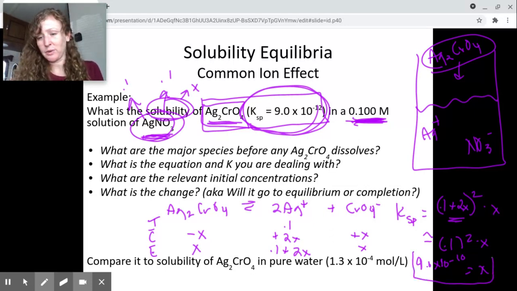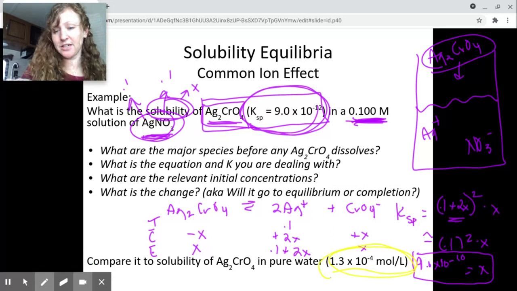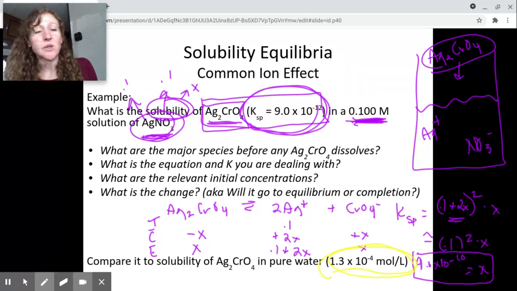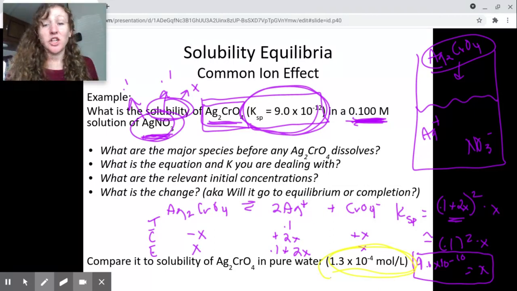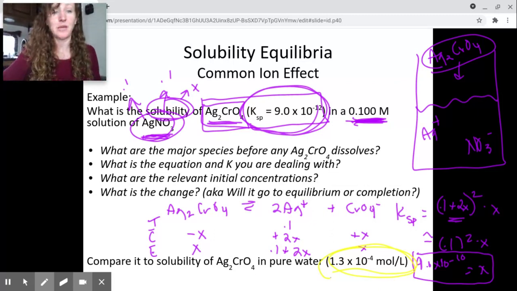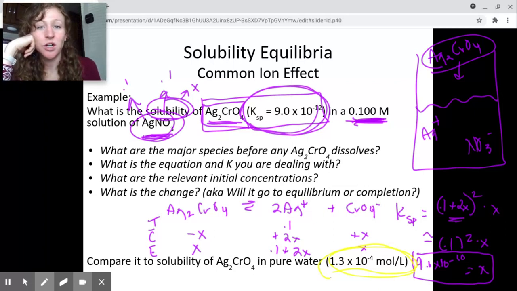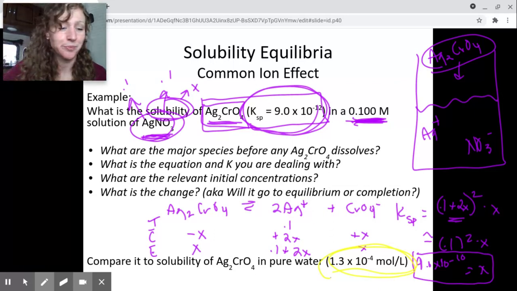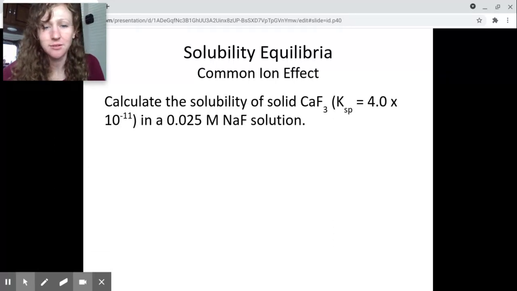How does that compare to the solubility of silver chromate in pure water, which is here? It's smaller, right? So again, we see this common ion has suppressed the dissolving, just like it does in acid and base solutions, and just like we would expect according to Le Chatelier's principle. Okay, so we will do some of that practice together.